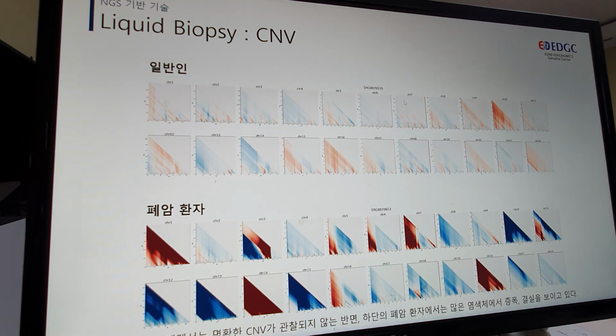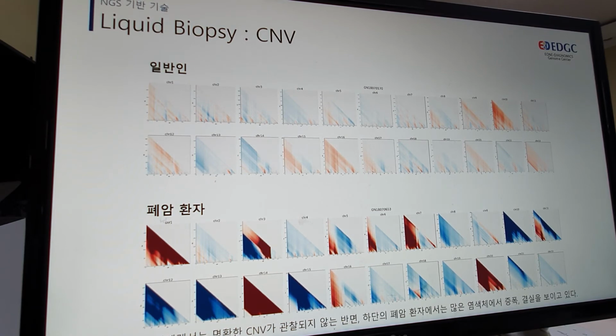Okay, so we can see another thing. I already told you that there are 2 copies of every chromosome in every person. But if there is a cancer, the cancer cell is growing out of control. So some parts or some chromosomes have more than 2 or 3 copies. Sometimes we could see more than 10 copies of one chromosome.